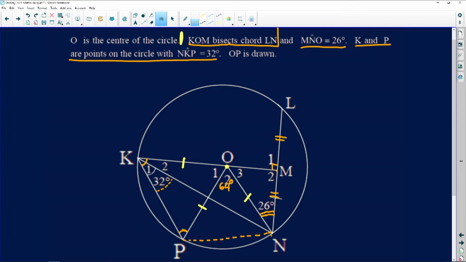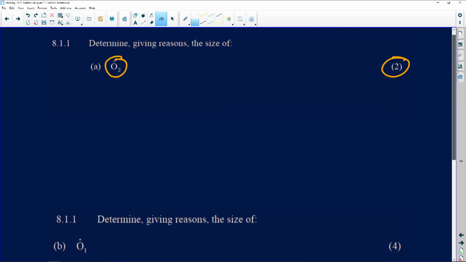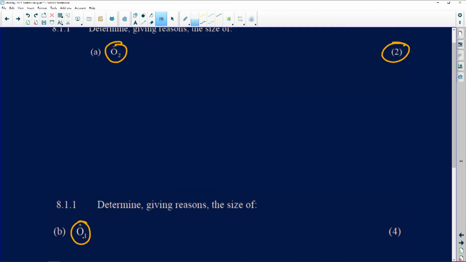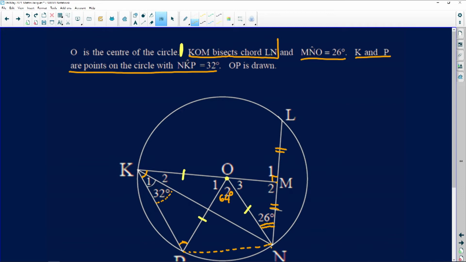Okay, let's see what the first question is. The size of O2 for 2 marks. Determine, giving reasons. And the second one is similar, but for 4 marks. So they want O2, and directly after that, they want O1. And we've got to give reasons for all the statements that we make. Okay, so let's go back to our diagram and see what happens at O2.